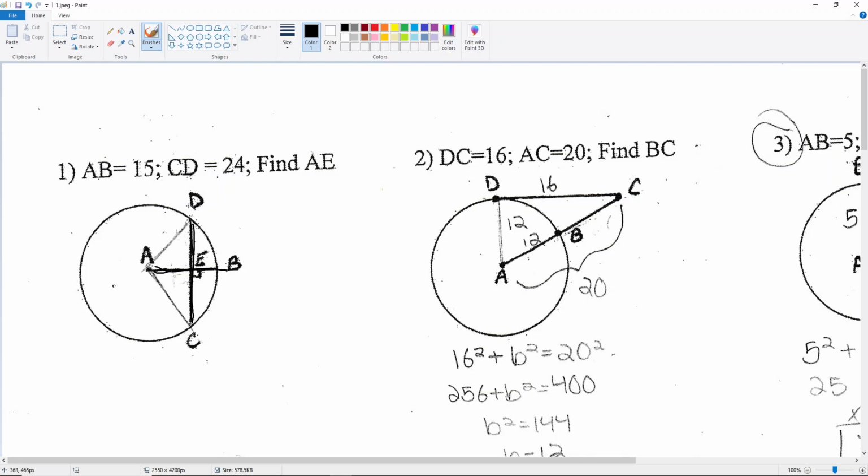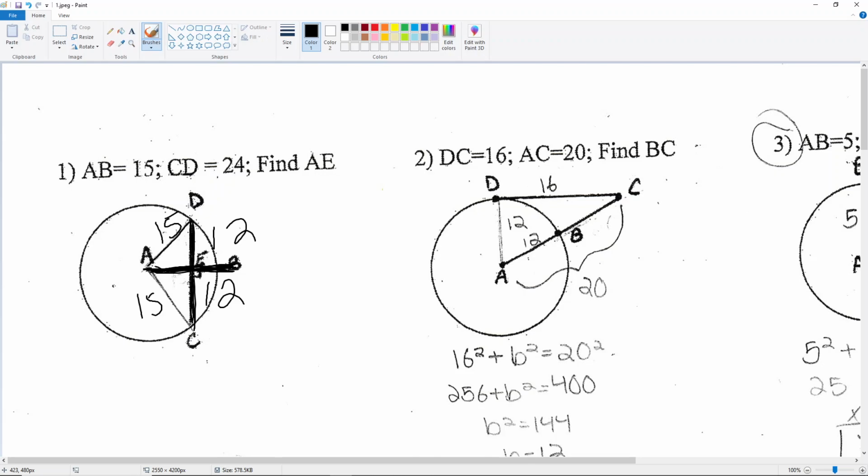This says AB is 15. Forget about that ratio stuff. That means AD is 15. That means AC is 15. And it says CD is 24, and it's cut in half by this perpendicular radius. That means DE and EC are each half of CD. So this is 12. This is 12. And then two ways to find AE. We have this little triangle here with a 12. One leg is 12. The hypotenuse is 15.